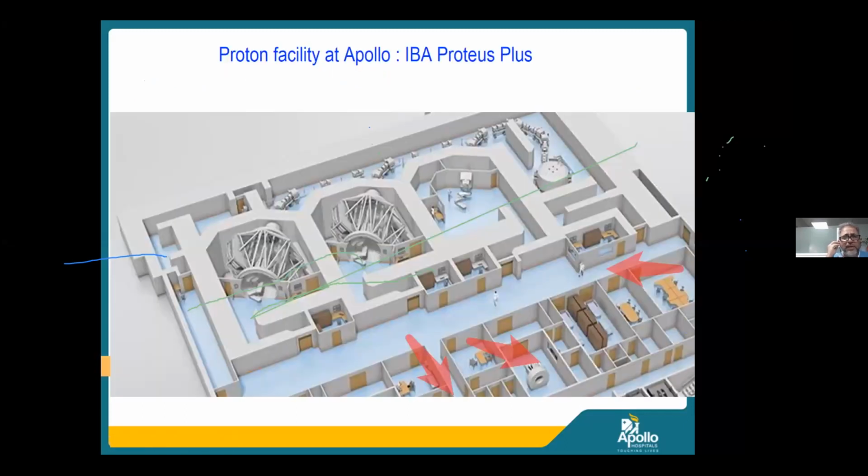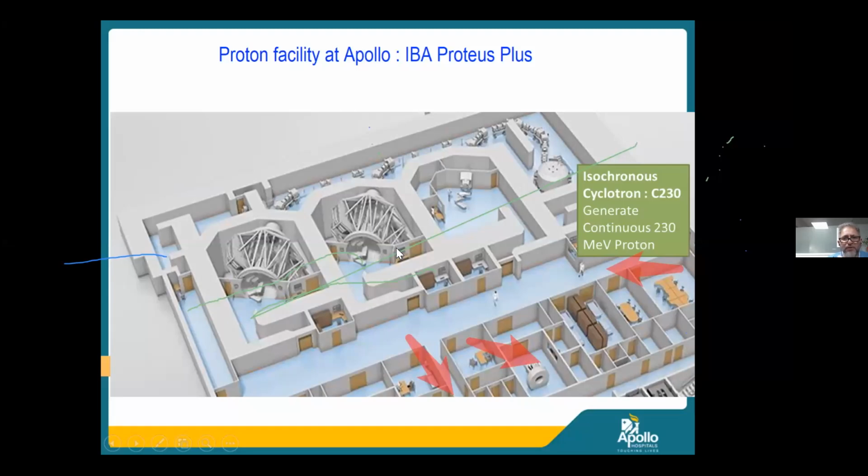We are very grateful to Apollo for bringing this proton facility to India. And I know at least one or maybe two other sites in India where this is being built, including Tata Memorial. We have 3-room, multi-room technology by IBA, which is the market leader in the world with close to 60% of the share, a Belgian-based company and one of the pioneers in the world. And the Tata Hospital project is also by IBA. So we have 2 gantries and 1 fixed room, of which 2 gantries are operational at the moment.